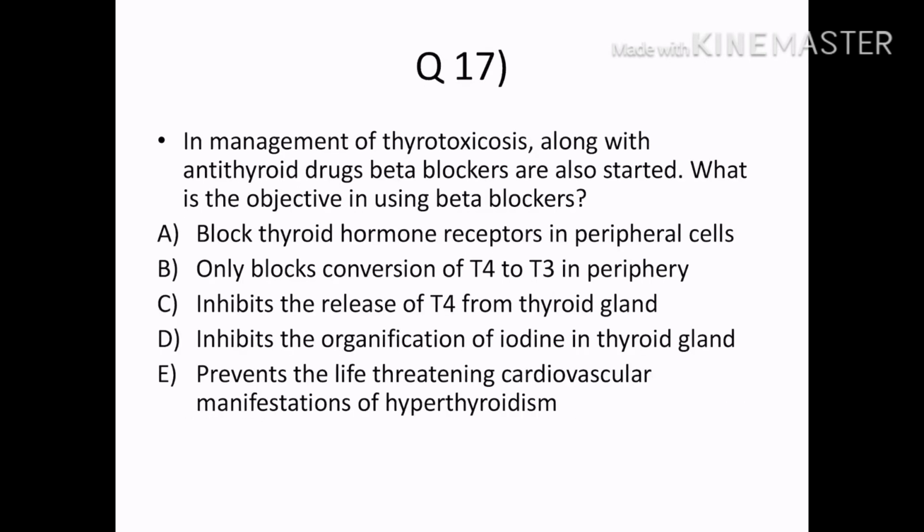Question number 17. In management of thyrotoxicosis, along with antithyroid drugs, beta blockers are also started. What is the objective of using beta blockers? They block thyroid hormone receptors in peripheral cells, only blocks conversion of T4 to T3 in periphery, inhibits the release of T4 from thyroid gland, inhibits the organification of iodine in the thyroid gland, prevents life-threatening cardiovascular manifestations of hyperthyroidism.